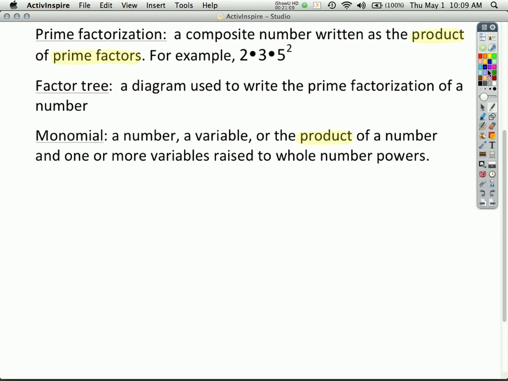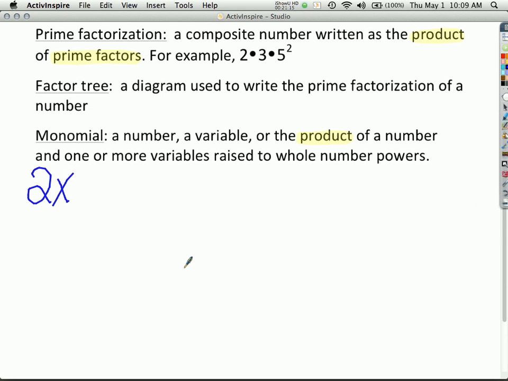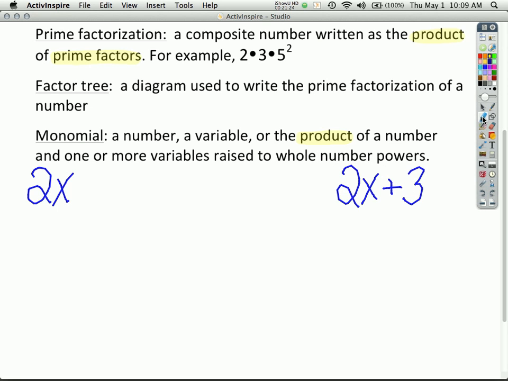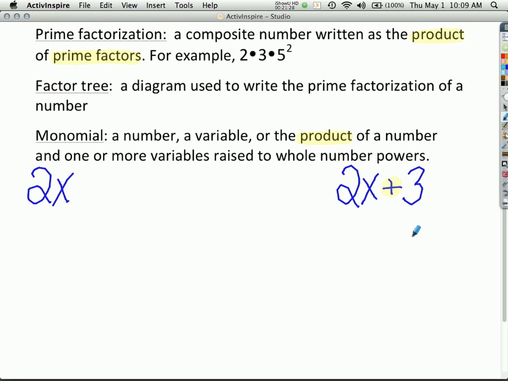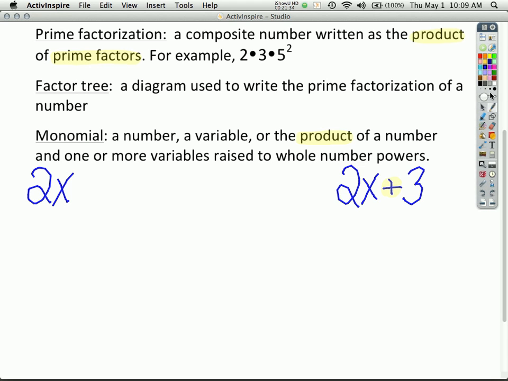So I'm going to give you a few examples and a few non-examples. Here is a simple example of a monomial. 2x. 2x is a monomial. 2x plus 3 is not a monomial because there is an addition sign, and that makes it now it's called something else, and you don't have to worry about its name, but that's not a monomial. So this is a non-example. That's not a monomial.